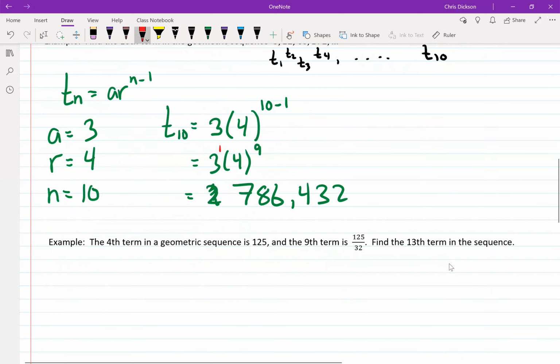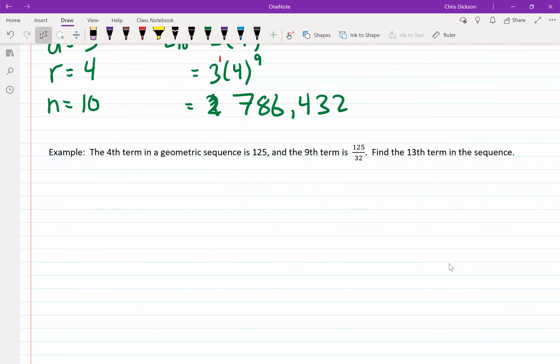Okay, so example here says we have a fourth term of 125. So I know T4 is 125. And I know T9 is equal to 125 over 32. So it seems like we're probably multiplying by some kind of fraction here. Find the 13th term. So we keep going down the line. And what would T13 be?